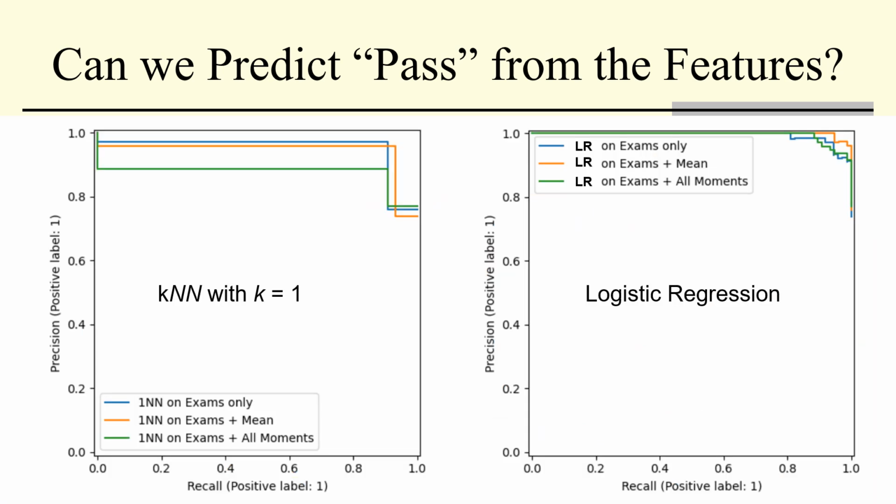So here are some models, KNN with K equals 1 and logistic regression. And if you'll look at the legends, you'll see that when we add the mean, we get slightly better precision recall curve. If we used all 4 of the moments, we definitely would have a worse performance.